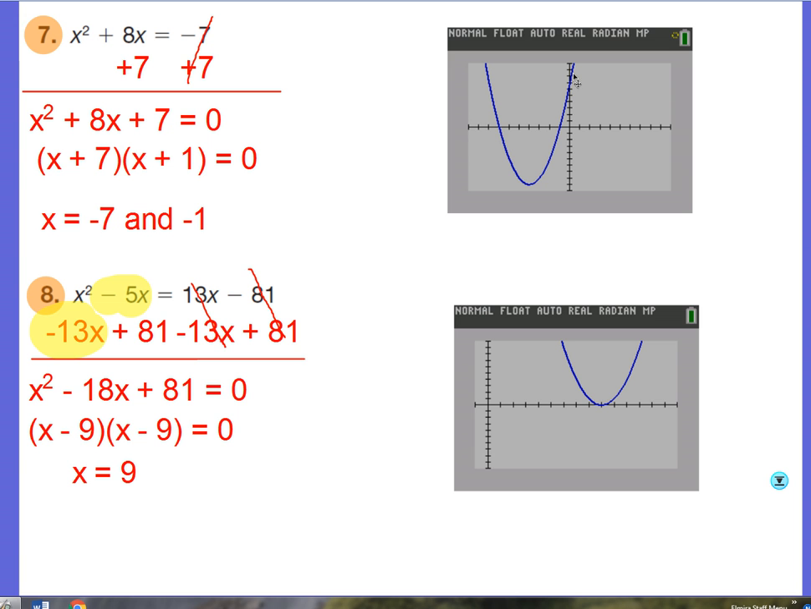Many of our parabolas are going to cross the x-axis 2 times. Sometimes the vertex sits on the axis, and that's one solution. And then later on in this chapter, we'll talk about what happens when the parabola doesn't touch the x-axis at all. Okay, but we're not quite there yet.